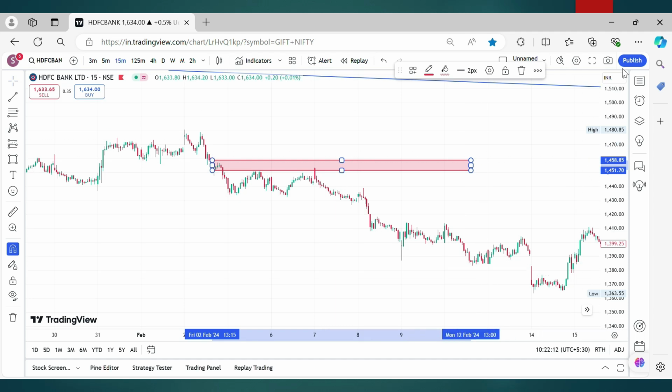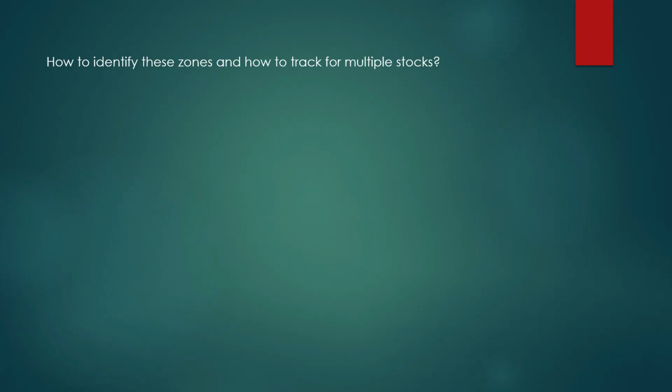So the next question that will come to mind is how to identify these zones and how to track them for multiple stocks. Identifying these zones manually, if you're someone who is tracking the zones for multiple stocks, can really get hectic, and it becomes very difficult to track them manually. So now we have got it covered.